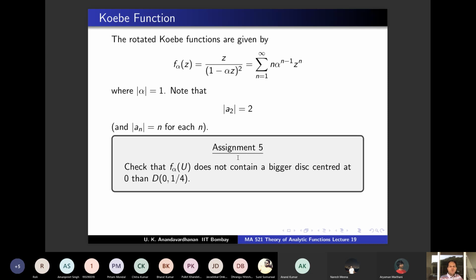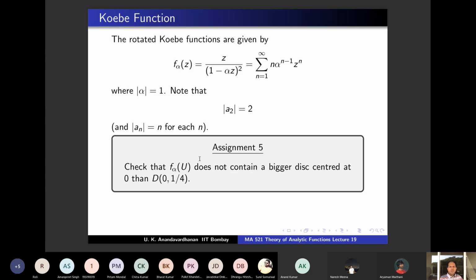So the assignment asks you to take one particular alpha, if you want, any alpha with |alpha| equal to 1, and then try to write generally. So the question is general, but how do you attempt it? By experimenting. The question is to plot f_alpha of U, where U is the open unit disk and f_alpha is this function. Try to visualize the image of this.